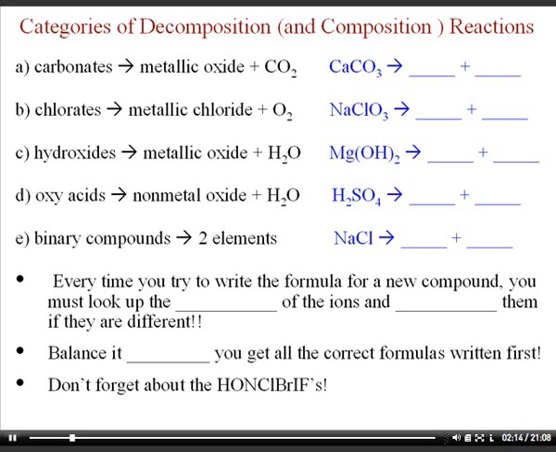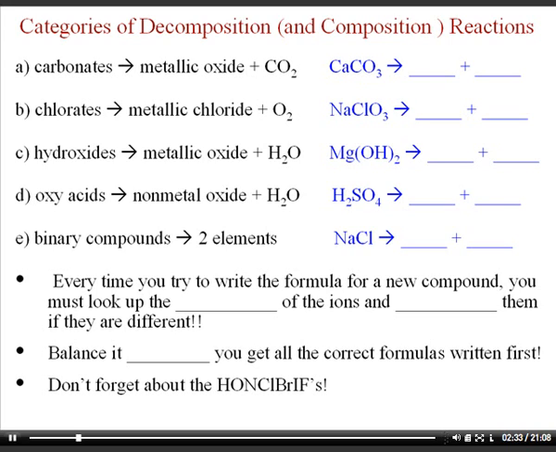On the next slide, I'm going to expand this idea of decomposition reactions into 5 compounds that we break apart, and typically these compounds are broken apart just by heating them up. So the first compound that we're going to decompose is called a carbonate, and a carbonate always breaks apart into a carbon dioxide molecule, and if you look at what elements are going to be left over, you're going to have the metal in front and you're going to have an oxygen left over to bond with that metal.